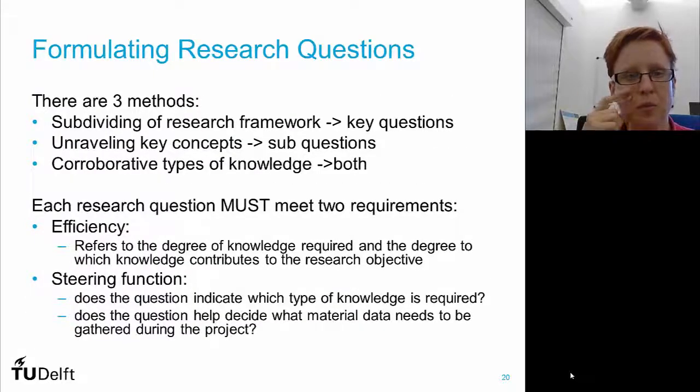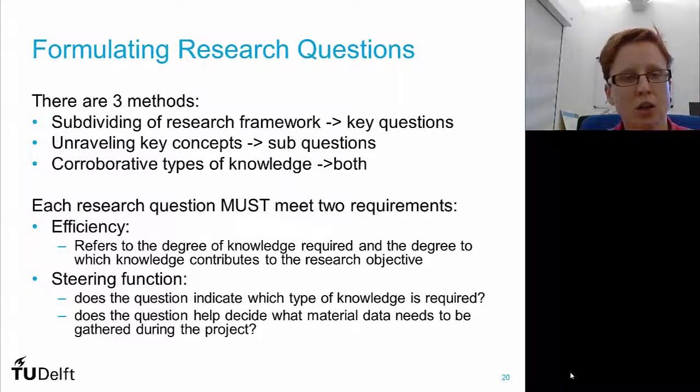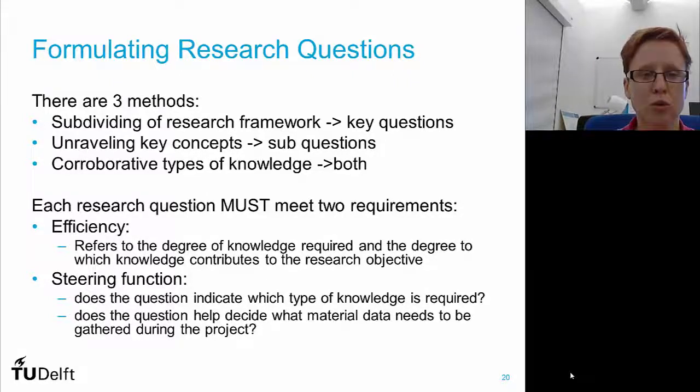So what do you need to keep in mind when formulating research questions? The book tells you lots about this. I'll briefly summarize it, but I think you're much better off reading it in the book and seeing the examples worked out there rather than listening to me going on about it for hours. Basically, there are three methods. You subdivide the research framework, like the one that I showed you before. Is it possible to simulate the finite element of a beam? All those sort of things.